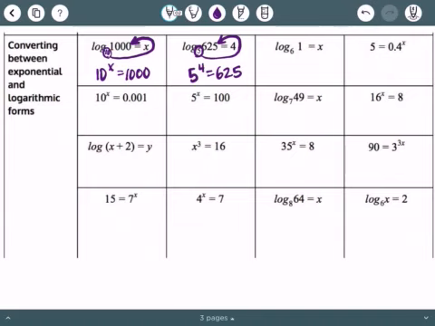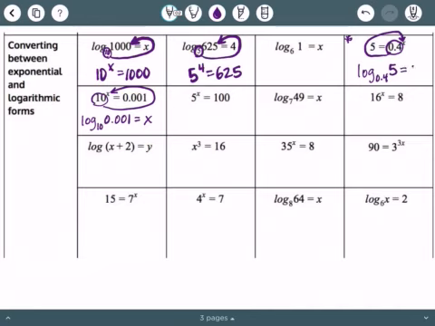Work with the log ones. If we need to go backwards, we start with the base. So here we see the base. We would say log base 10 of that number gives me this, so of 0.001 gives me the x. If I see it written backwards, like this one up here, I start with the base always, so I would have log base 0.4. I go around the equal sign and all the way back. So log base 0.4 of 5 equals x.